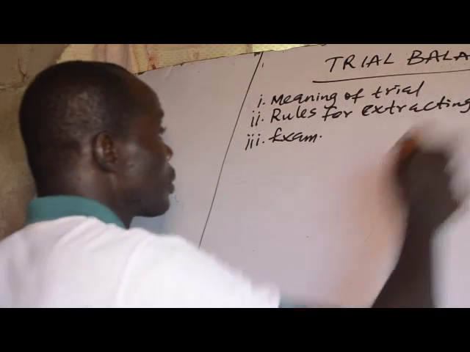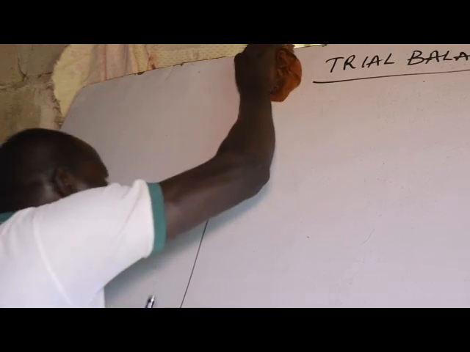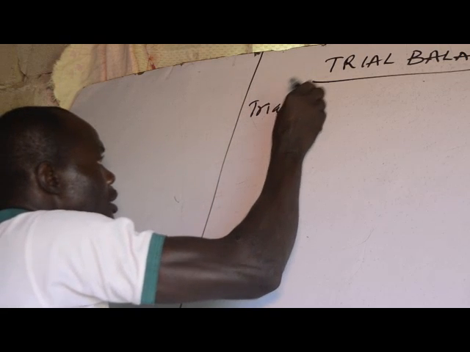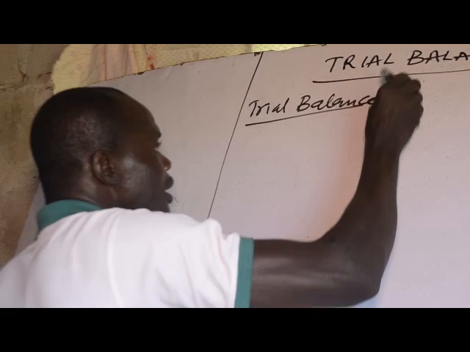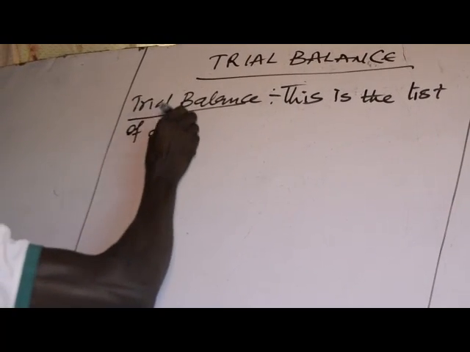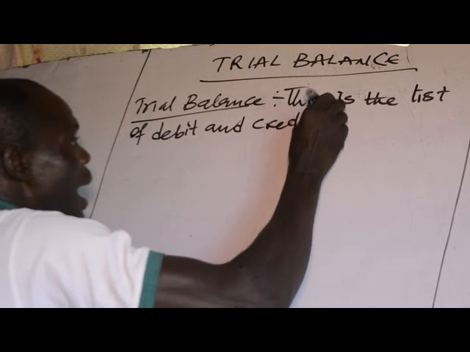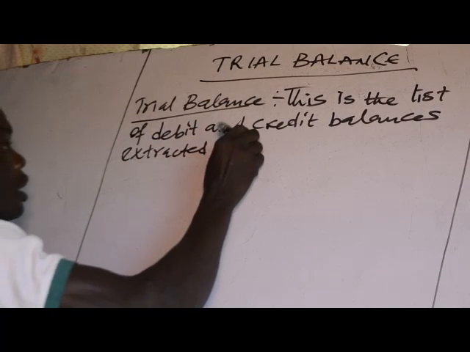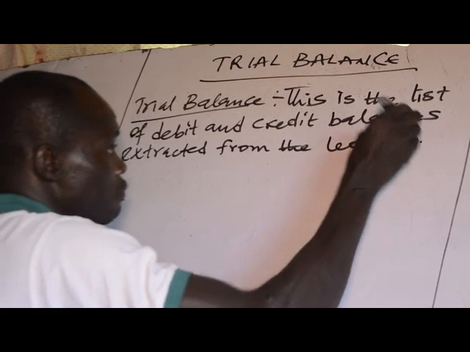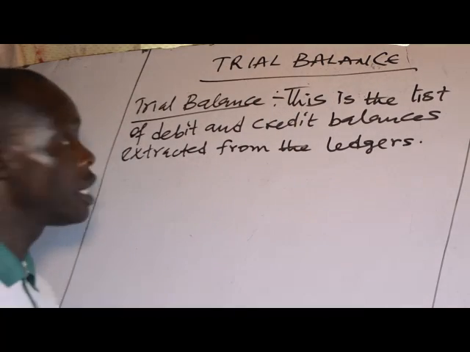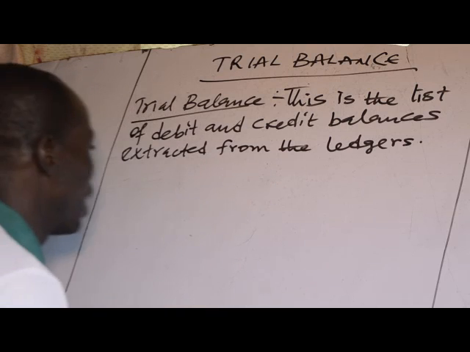What do we mean by trial balance? Trial balance is the list of debit and credit balances extracted from the ledgers. The list of debit and credit balances extracted from the ledgers is said to be the trial balance.